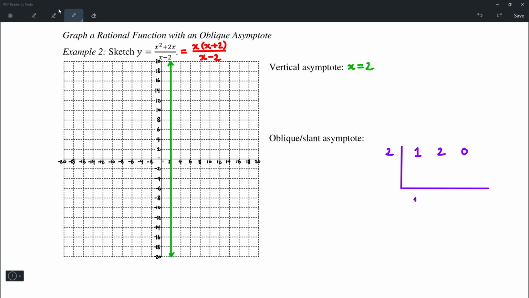So now we can divide, carry the 1 down. 2 times 1 is 2. 2 plus 2 is 4. And then 2 times 4 is 8. And 0 plus 8, of course, is 8. So that will give us a quotient of x plus 4, and the remainder will be 8.